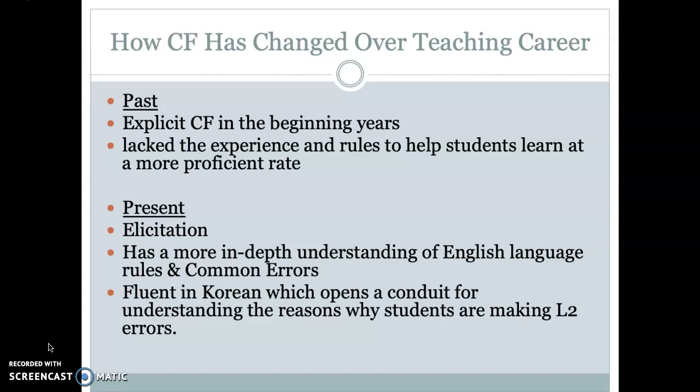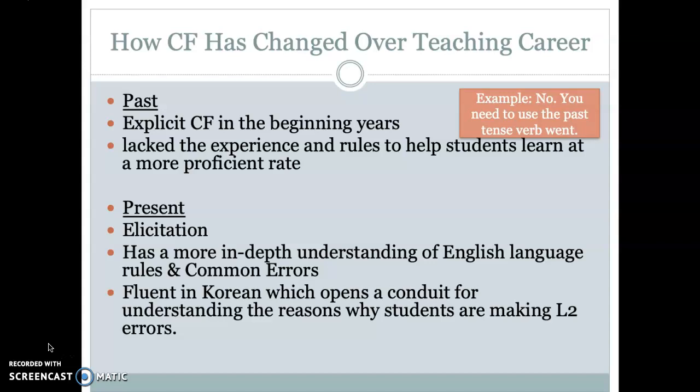How CF, or corrective feedback, has changed over his teaching career. In the past, the teacher mentioned that it was more explicit in the beginning years because he lacked the experience and rules to help students learn at a more proficient rate. So he was not very well equipped with the lessons at hand and also even the English grammar rules. So an example: "No, you need to use the past tense verb went." So he basically would not prompt them when an error occurred.